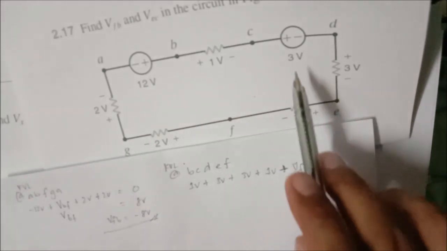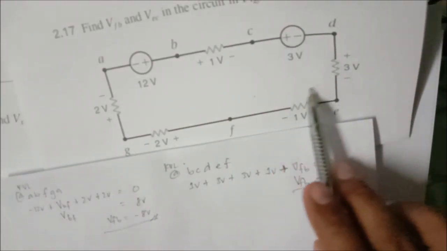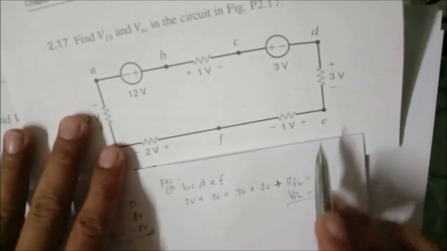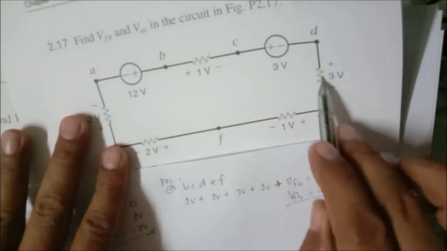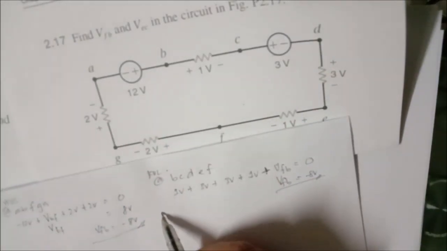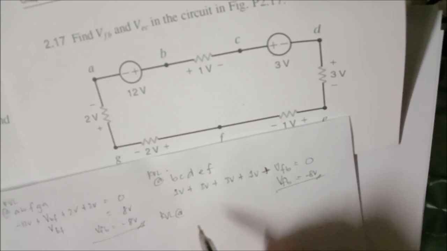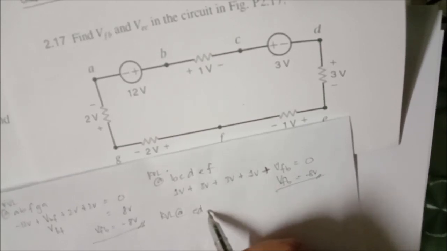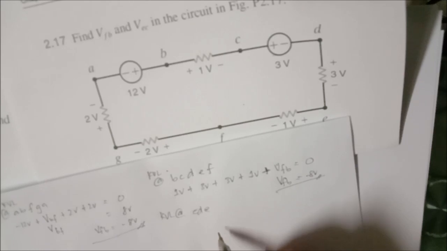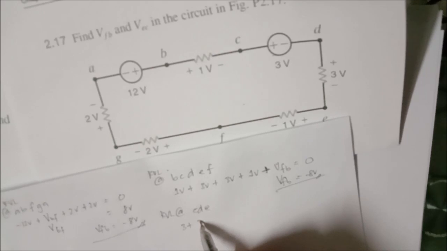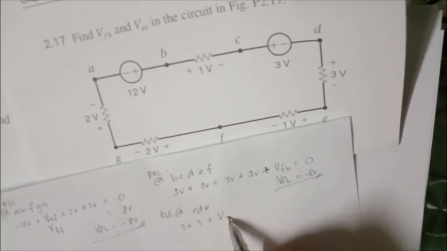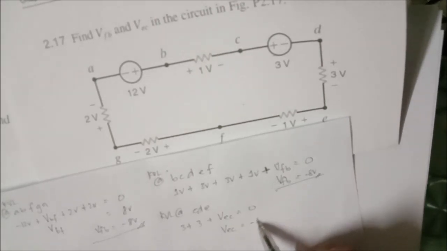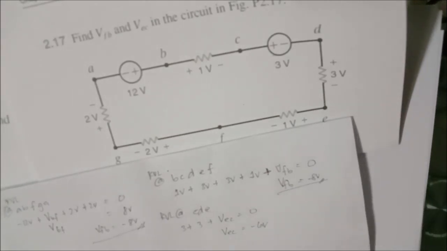V sub EC naman. Dito, ganito na lang. Ikot ka na lang dito. Ikutin mo lang yan. Ganun. KVL at CDE. Yan. At CDE na lang. So, 3 plus 3 plus V sub EC equal to 0. So, V sub EC is equal to negative 6 volts. Okay? So, yun po yung ating 2.17.